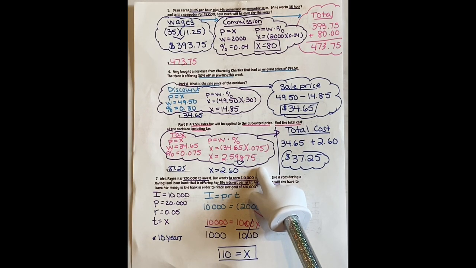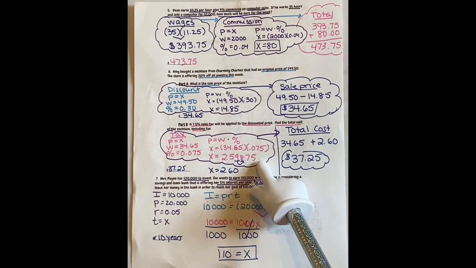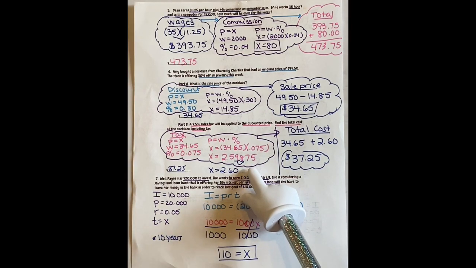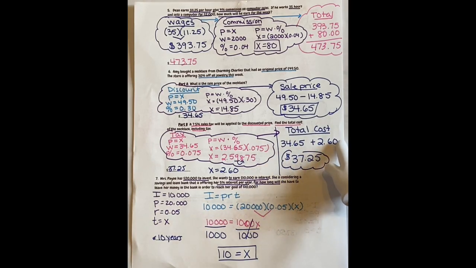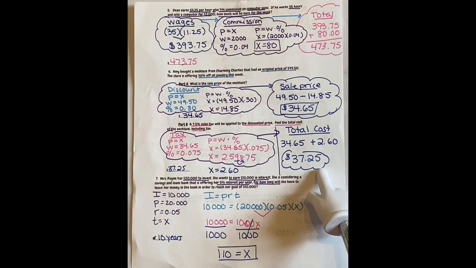So 34.65 times 0.075 would give us 2.59875. But because it's money, it gets rounded to the nearest hundredth place. So that would be $2.60. So that is your tax. So to get our total cost, I take my sale price, which is $34.65, and I add on the tax because tax is extra. And that would give me a total cost of $37.25.